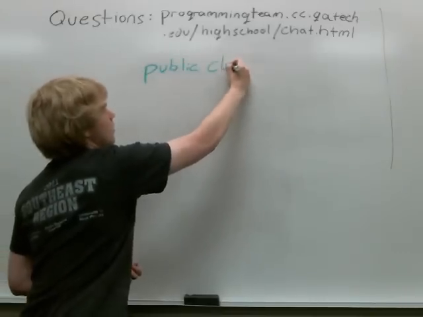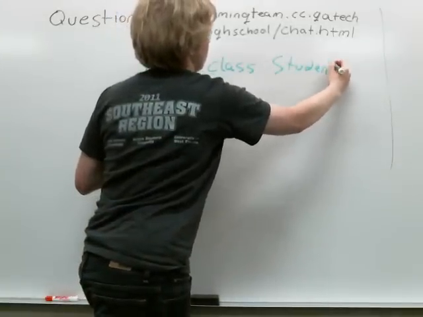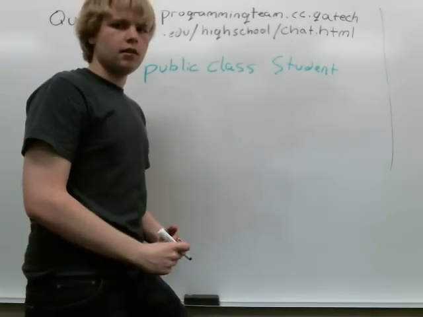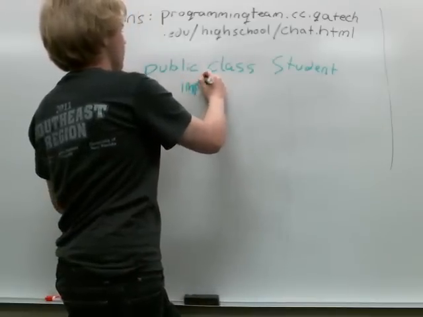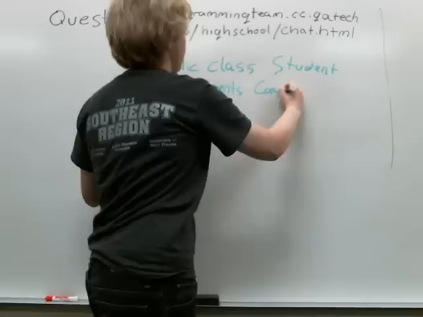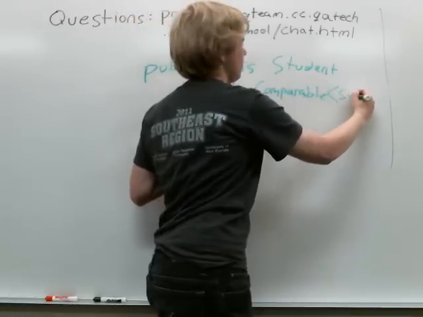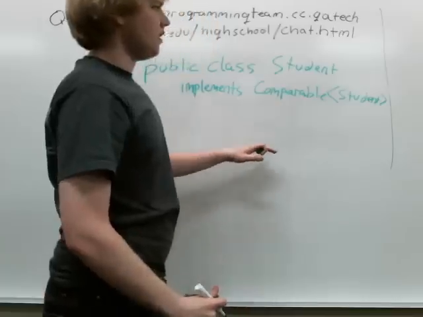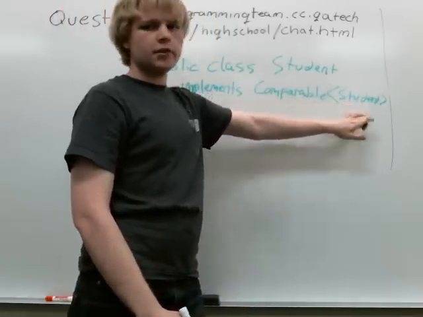So public class Student. Okay, so I'm creating this class, and now I want to say that it is comparable. So the way I do that is I implement the Comparable interface. So implements Comparable Student. And so this basically says that this Student object is comparable with other Student objects.